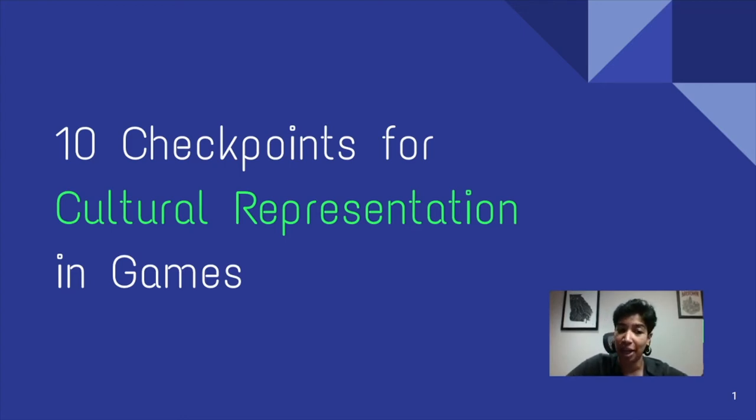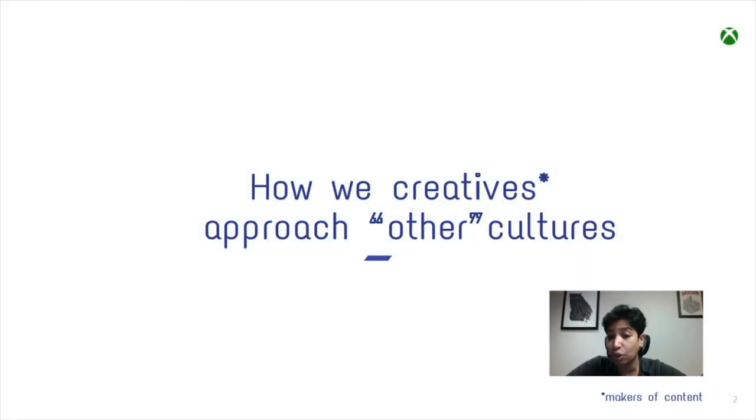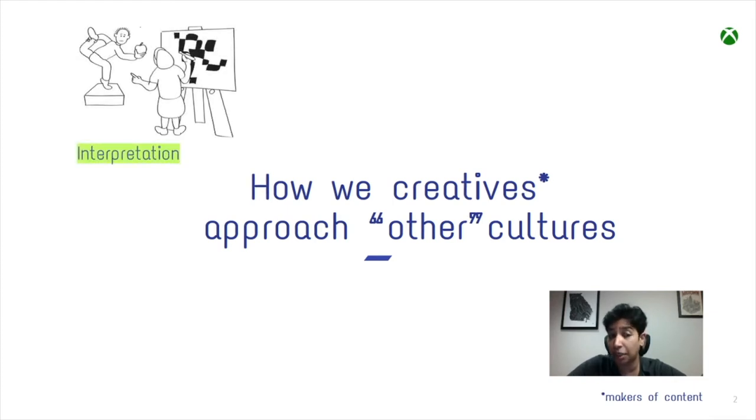So I've compiled about 10 checkpoints based on how we think of cultural representation in games and how we can be better at it as creatives. So as creatives, when we approach other cultures in games, the tendency is to think about the other culture as exotic, as novel, and as most critical theorists and post-colonialists will tell you about this way of approaching culture, is that we focus on what is exotic. And when we focus on what is exotic, as creatives, we think of our interpretation of what would make it more artistic, more interesting, and definitely more novel and delightful for our audience.